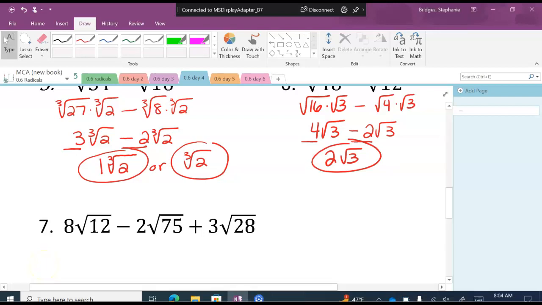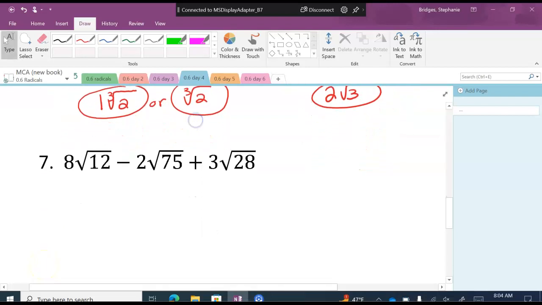All right, let's start. Is 12 a perfect square? No, but what perfect square goes into 12? 4. So I'm going to split that up into the square root of 4 times the square root of 3. So that's going to be 8 times 2 times the square root of 3, which gives me 16 square roots of 3.